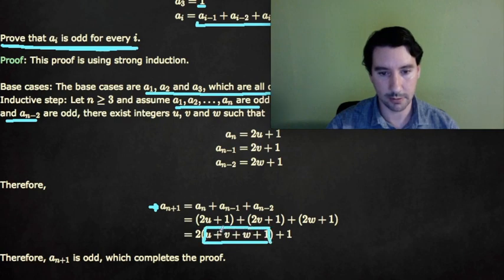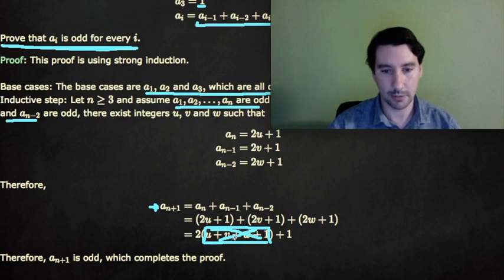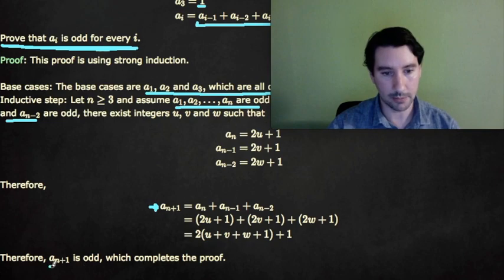This here in this box is just a number, which we could call x. I'll put an x over it all. 2 times some x plus 1, which makes it odd. And therefore, An plus 1 is odd.